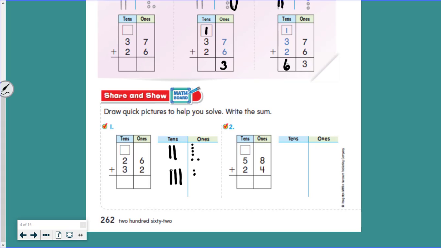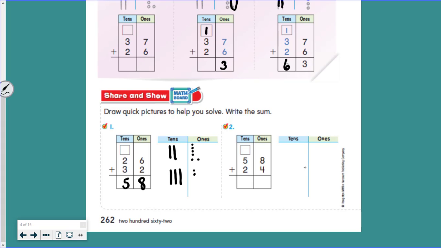So 26 plus 32. First thing, can I regroup any ones, right? I'm adding 6 plus 2. No, I don't have more than 10 ones, so there's no regrouping. So 6 plus 2 is going to be 8. So I just write an 8 in the ones place. And then I count my tens. I've got 5, right? 2 plus 3. 2 tens plus 3 tens equals 5. So I write a 5 over here. So the total is 58.